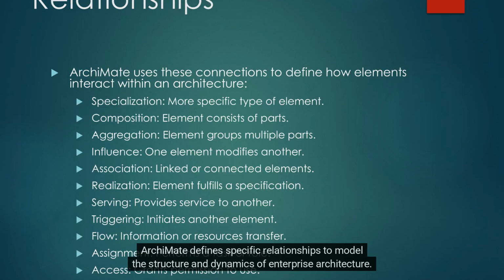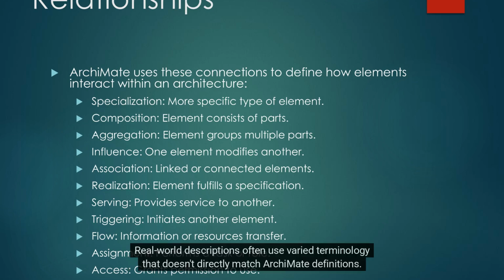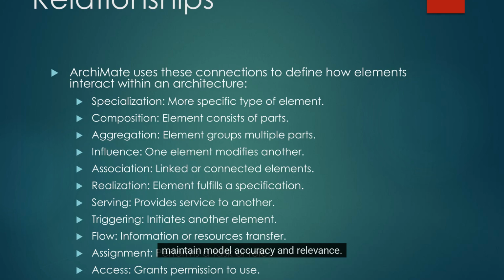Archimate defines specific relationships to model the structure and dynamics of enterprise architecture. Real-world descriptions often use varied terminology that doesn't directly match Archimate definitions. The challenge lies in interpreting and translating these terms into the appropriate relationships to maintain model accuracy and relevance.